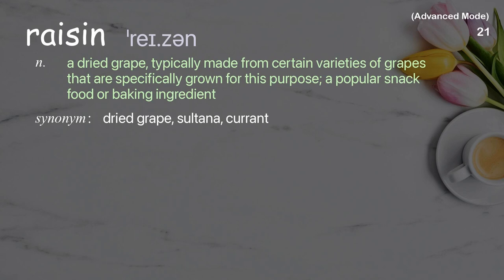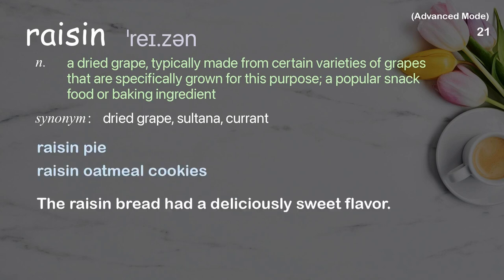Raisin. A dried grape, typically made from certain varieties of grapes that are specifically grown for this purpose, a popular snack food or baking ingredient. Examples. Raisin pie. Raisin oatmeal cookies. The raisin bread had a deliciously sweet flavor.